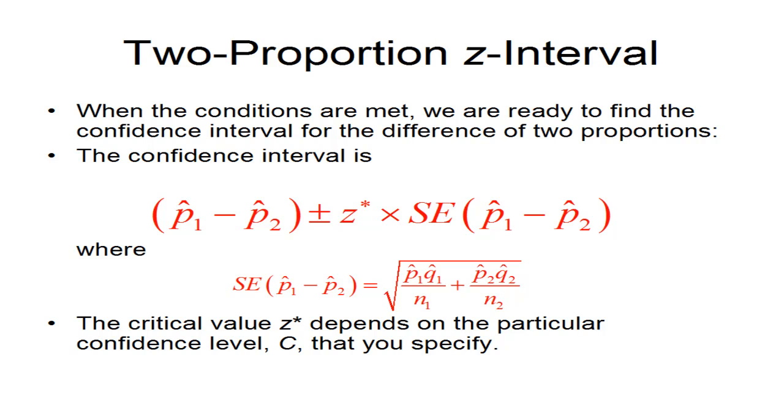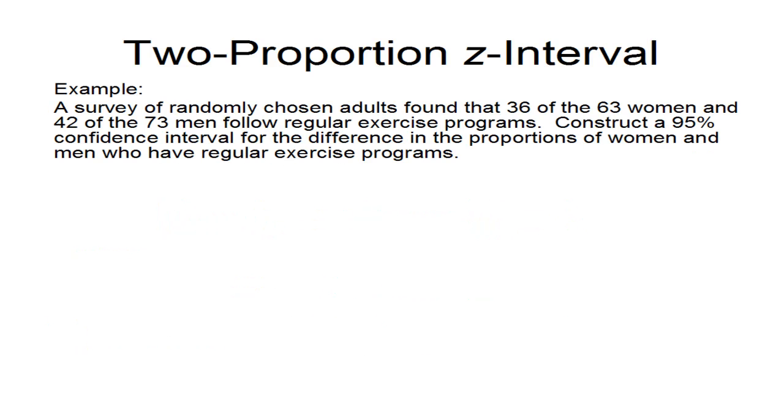When the conditions are met, we are ready to find the confidence interval for the difference of two proportions. The confidence interval is P hat 1 minus P hat 2 plus or minus Z star times the standard error of the differences, where the standard error of the differences is equal to the square root of P hat 1 Q hat 1 over N1 plus P hat 2 Q hat 2 over N2. The critical value Z star depends on the particular confidence level C that you specify.